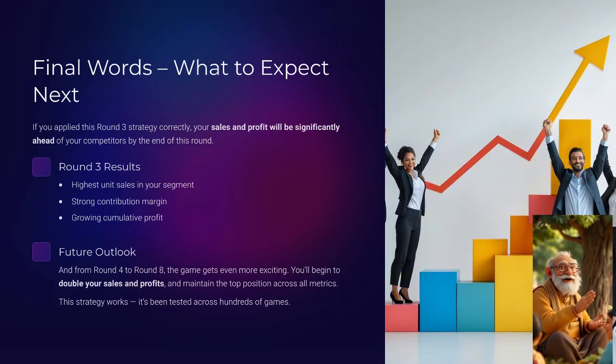If you applied this round 3 strategy correctly, your sales and profit will be significantly ahead of your competitors by the end of this round. You will see highest unit sales in your segment, strong contribution margin, growing cumulative profit, and from round 4 to round 8, the game gets even more exciting. You'll begin to double your sales and profits and maintain the top position across all metrics. This strategy works. It's been tested across hundreds of games.